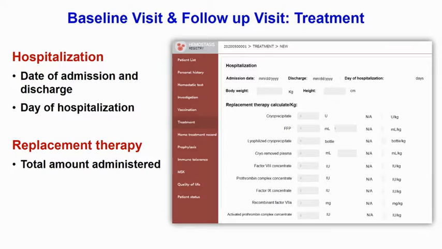Furthermore, the Thai registry of hospitalization contains admission date and discharge date. The subtraction plus 1 will be the days of hospitalization. Also, the total amount of replacement therapy of blood component and factor concentrate are shown here.